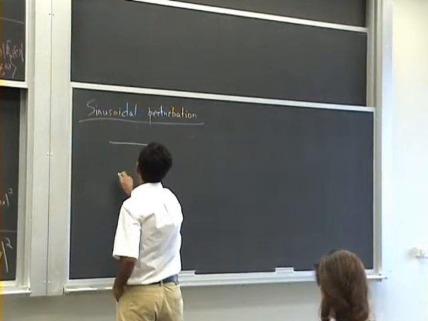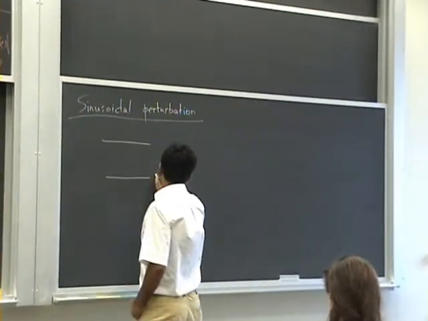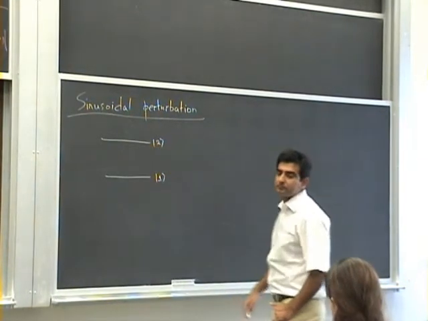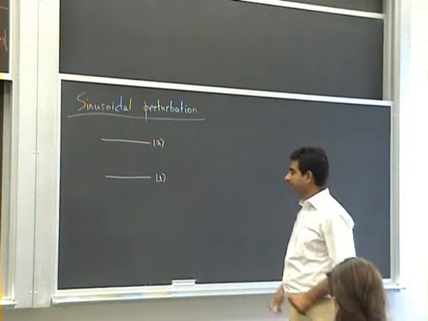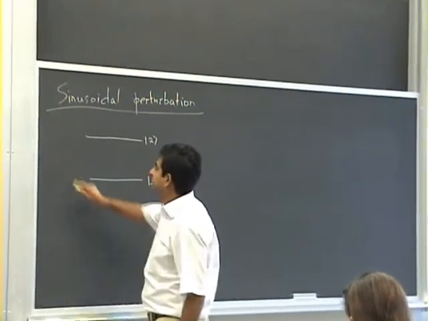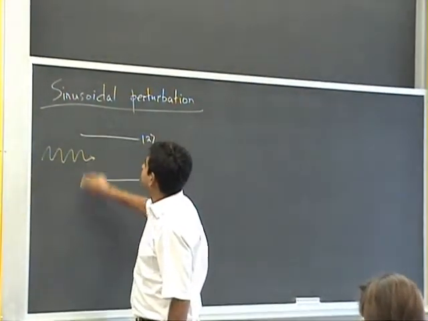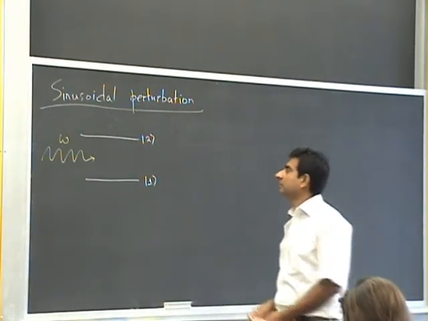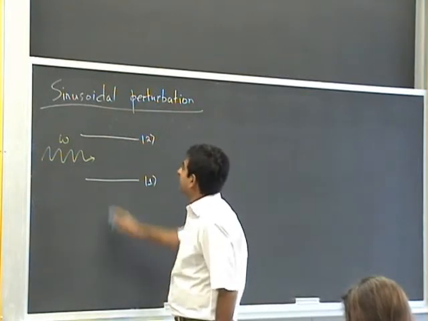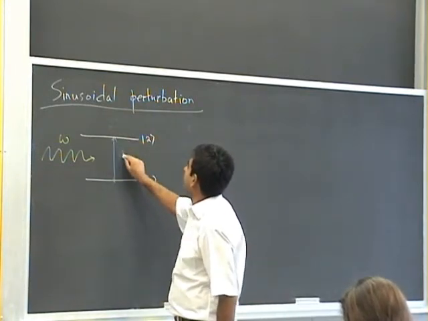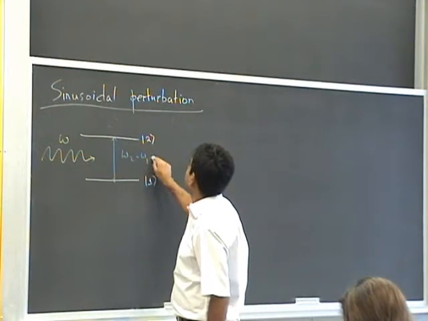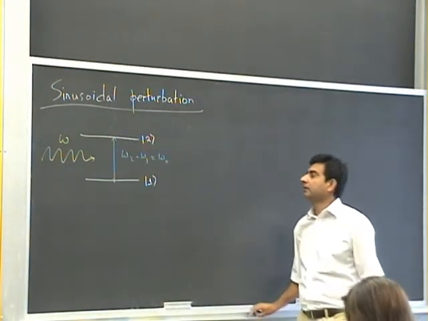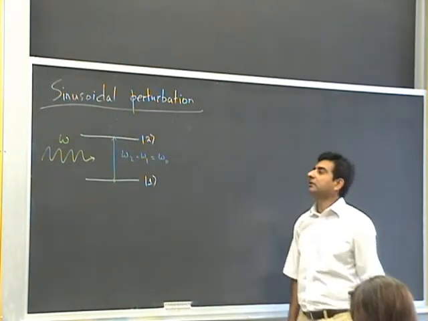Suppose I have a two-level system, two levels. Let's call this level cat 1, and let's call this level cat 2. Light is incident on this two-level system, and this light has a frequency omega. The energy difference between these levels is omega 2 minus omega 1. I call this omega naught. Energy difference is h bar times this.